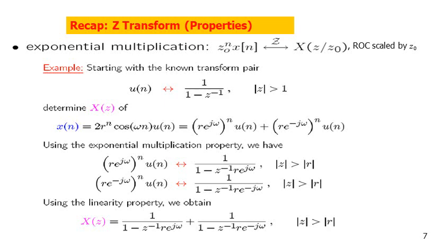And the ROC, instead of |z| greater than 1, is also multiplied by the constant r, or scaled by the constant r. So this is the property of linearity and exponential multiplication which we are applying here, and we are getting the total X of z at the end and its corresponding ROC.